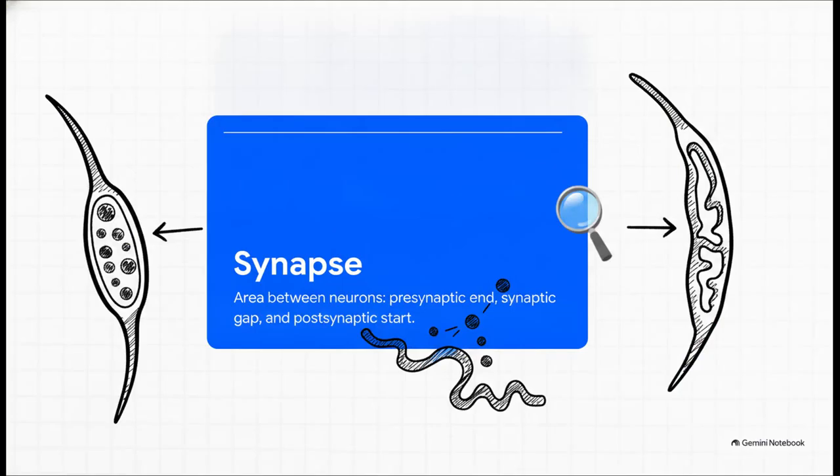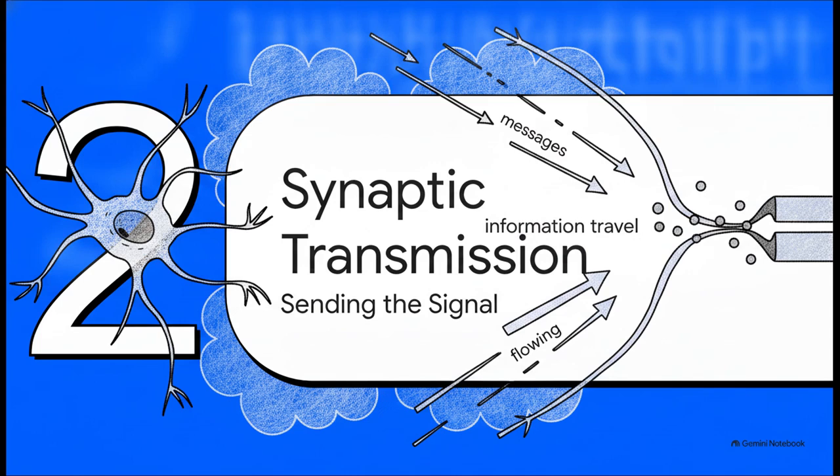Because they don't touch, we've got to talk about the space between them. Now, it is super important to remember that the synapse is way more than just an empty gap. The synapse is the entire connection zone. It explicitly includes the end of the first neuron, which we call the presynaptic neuron, the actual physical gap between them, and the start of the next receiving neuron, known as the postsynaptic neuron. It's the whole shebang.